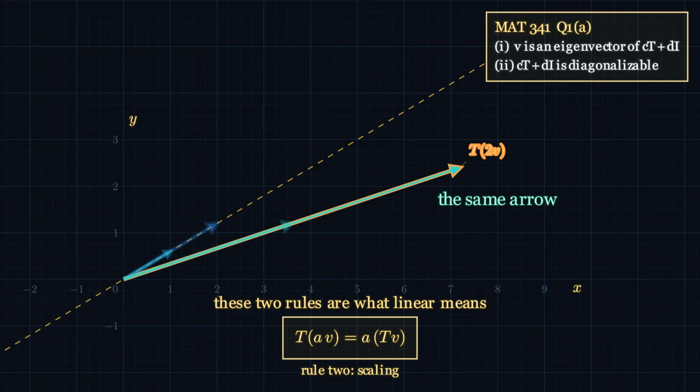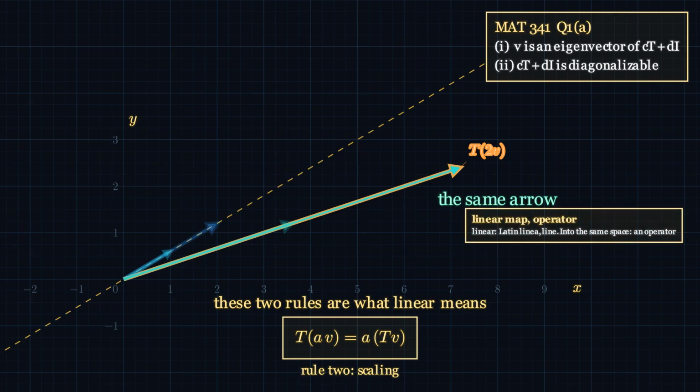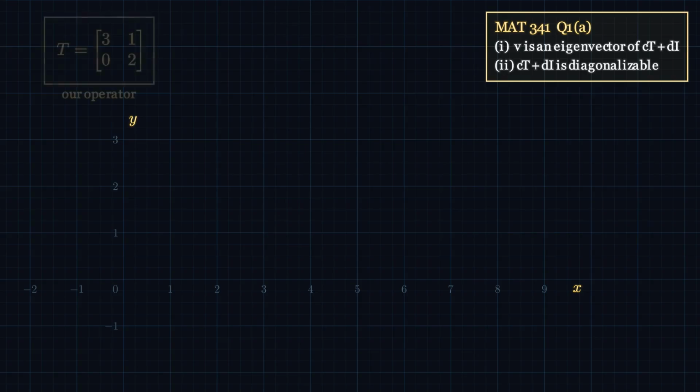A machine obeying these rules is called a linear map, linear from the Latin for line, and when it sends a space into itself, your book calls it an operator. Those are the names you will read, so from here on, so will I. Let me now hand you one specific operator, and we will use this exact operator for the rest of the video.